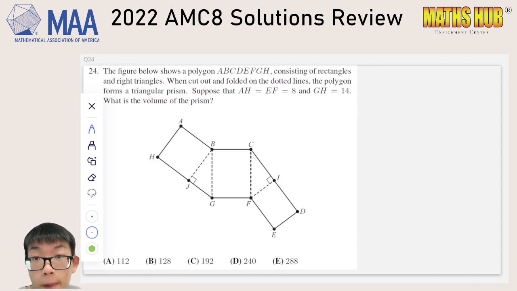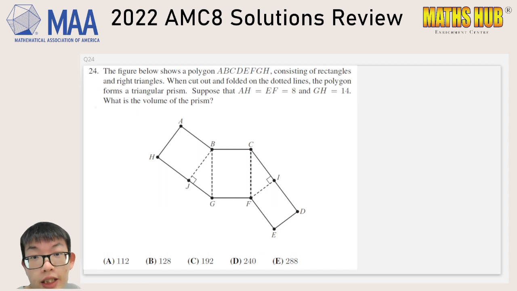Question 24. The figure below shows a polygon ABCDEFGH consisting of rectangles and right triangles. When folded and cut on the dotted lines, the polygon forms a triangular prism. What is the volume of the prism?